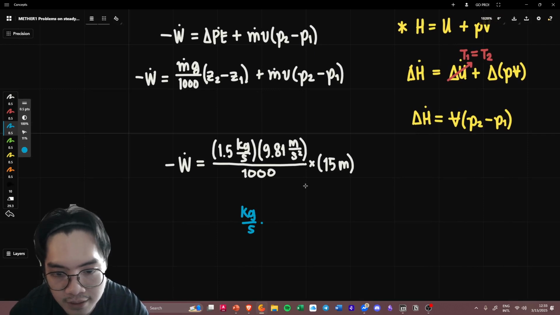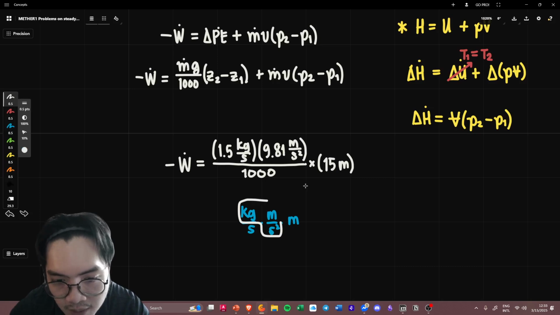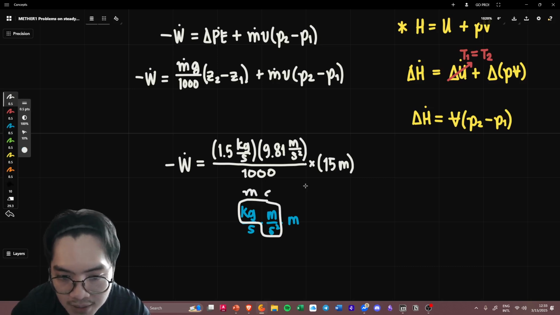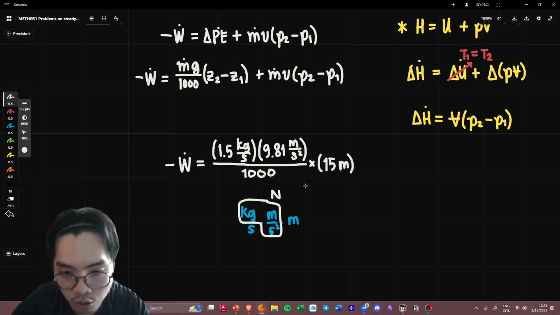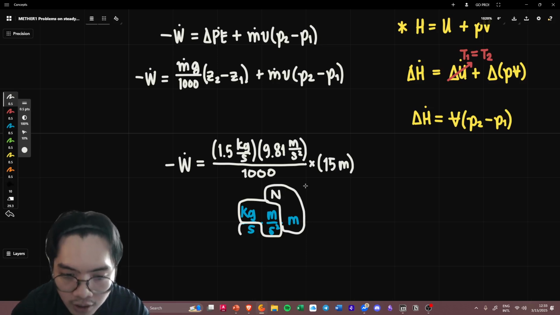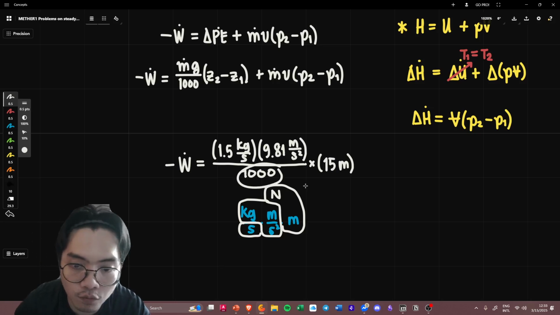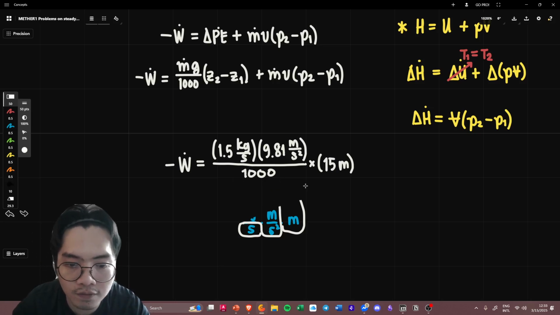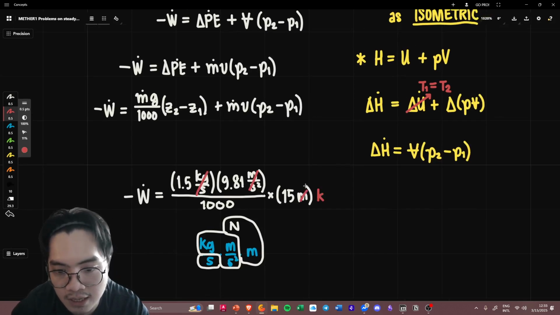Now, let's see all of the units here come together. Kilogram per second, meter per second squared, and then meter. So we have here kilogram meter per second squared. If you guys remember, this is from Newton's second law. Mass times acceleration gives you a force, a Newton. A Newton meter gives you a joule. A joule per second gives you a watt. But because of this over 1000, all of this becomes a kilowatt.